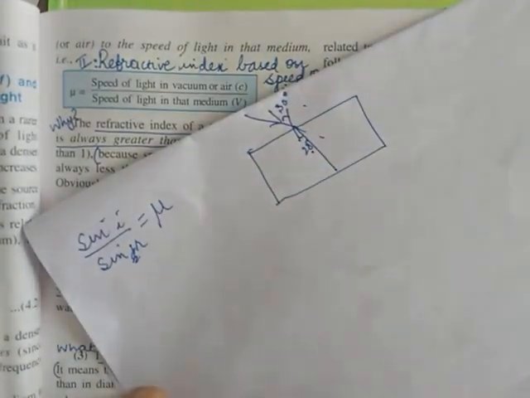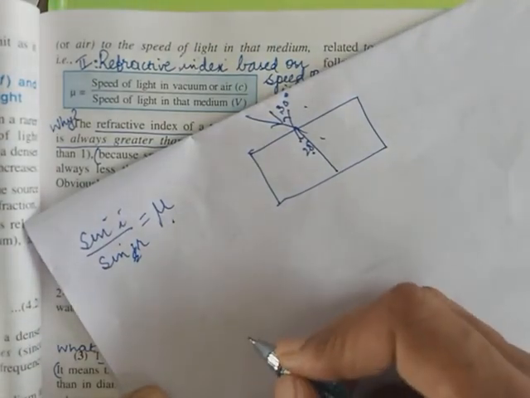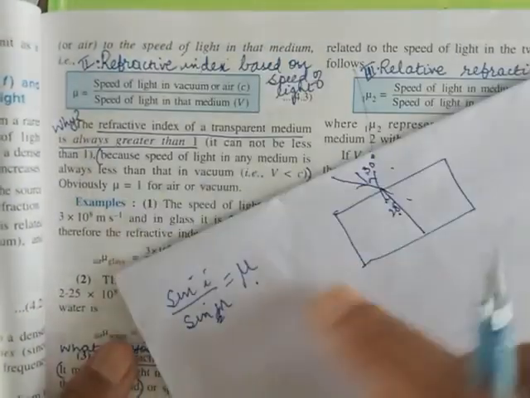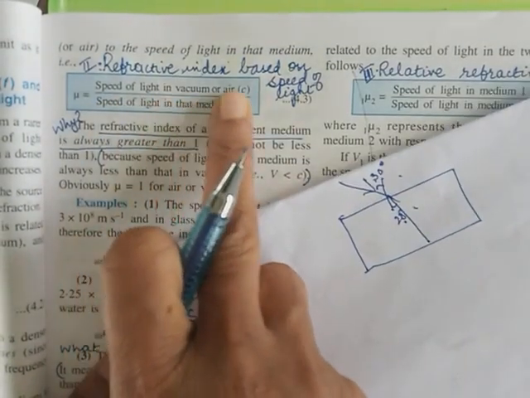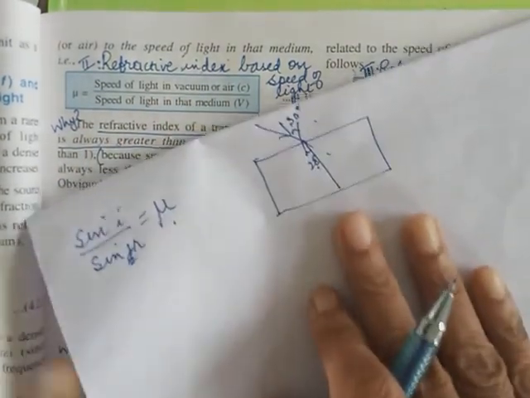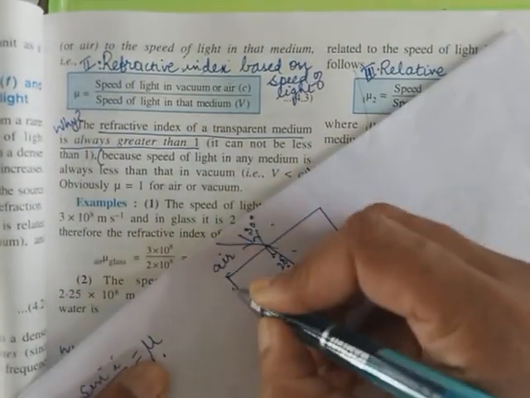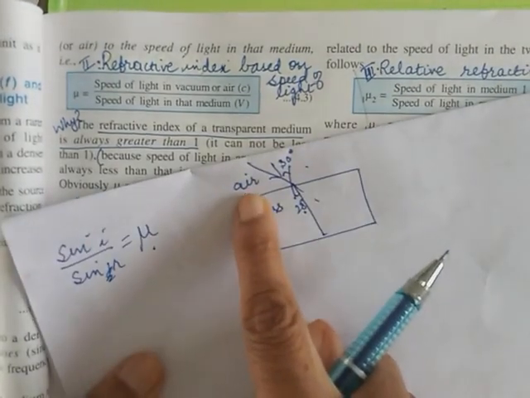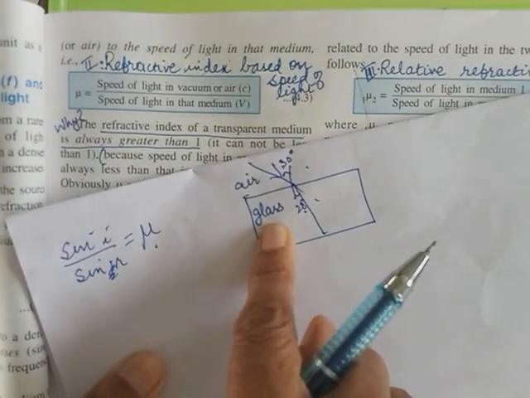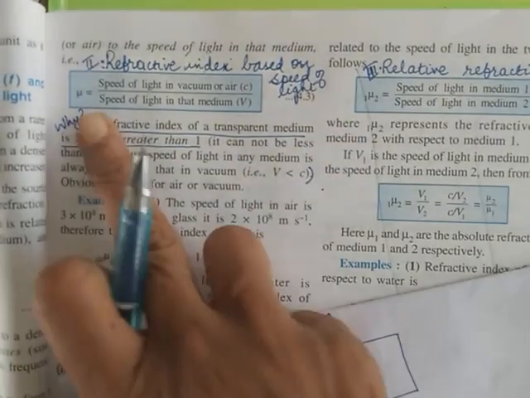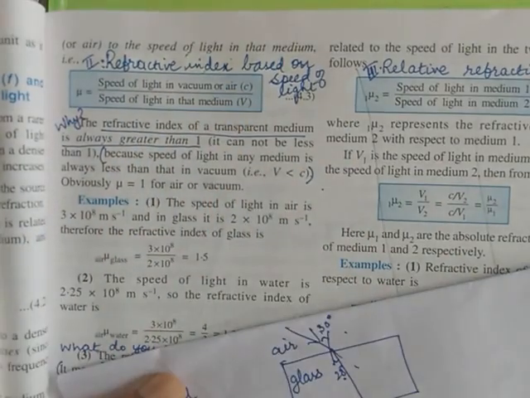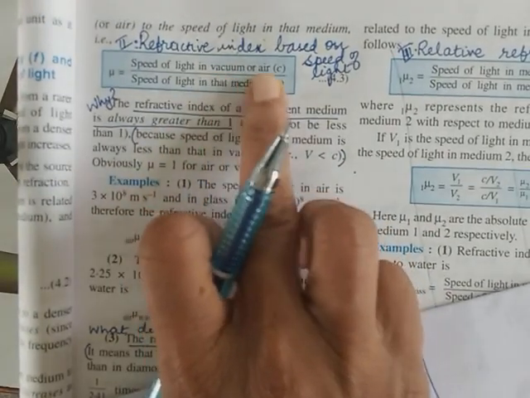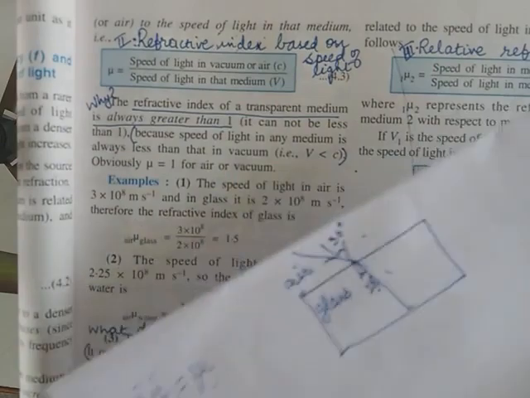Now theoretically, if I have to calculate the refractive index, then there is another formula for that. It is the ratio of speed of light in air or vacuum upon speed of light in the medium. Now suppose light is traveling from air into glass. Speed of light in air upon speed of light in glass gives you the refractive index. Speed of light in air or vacuum upon speed of light in that medium. It will be different for different media, and accordingly the value will also be different.